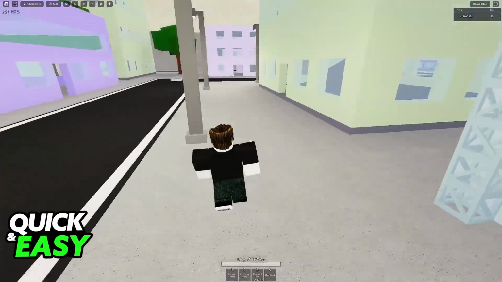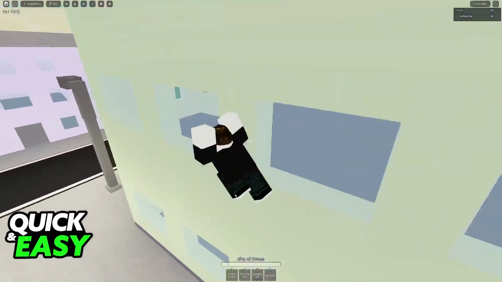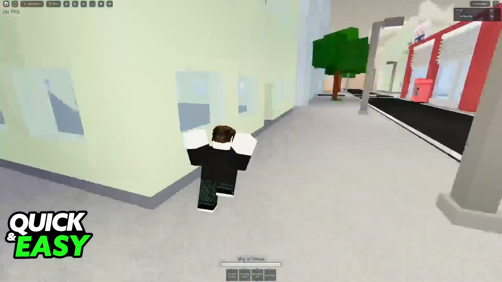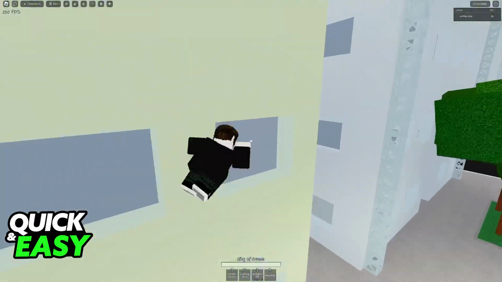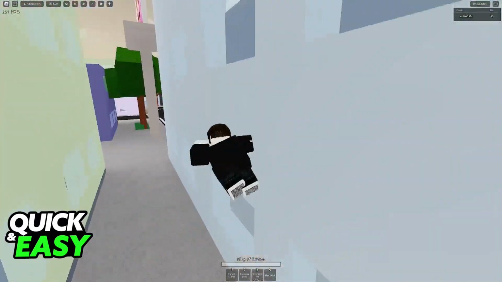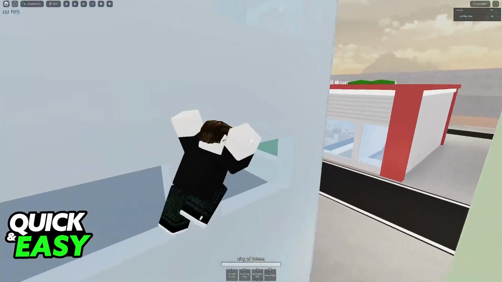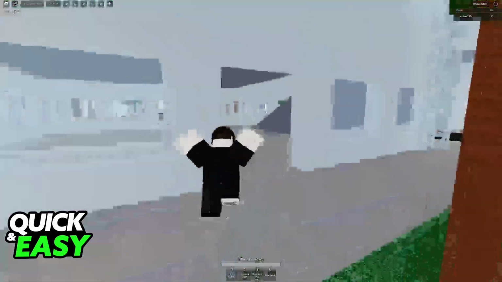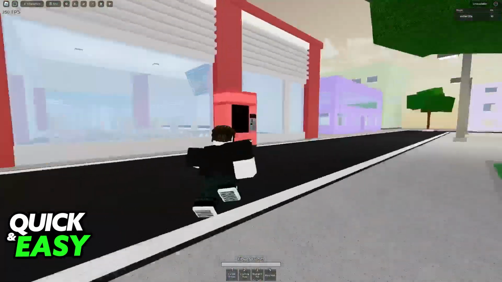So all that you have to do is enable auto run, hold W and then either A or D depending on the side of the wall that you are grabbing while holding space, and you will be able to wall run or wall jump in Jujutsu Shenanigans on Roblox. I hope I was able to help you on how to wall jump in Jujutsu Shenanigans Roblox.